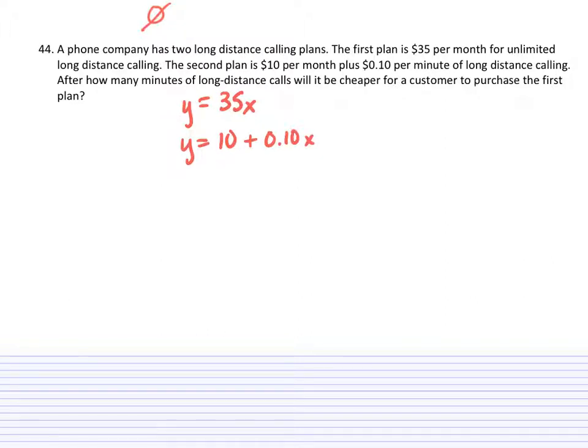After how many minutes of long distance calls will it be cheaper for a customer to purchase the first plan? Now I'm going to solve this one by graphing it on my calculator. You will probably have to adjust your window to make it much larger, and you should eventually get that they intersect at 250 minutes. 250 is how many minutes it would take for them to be equal, so more than 250 minutes is when it would be cheaper.